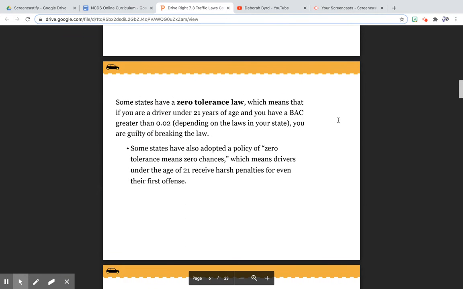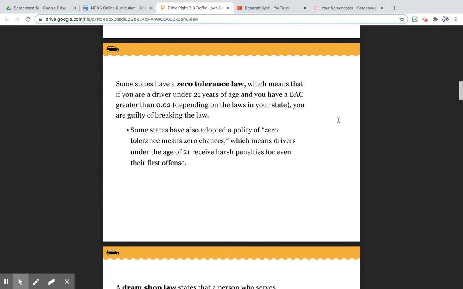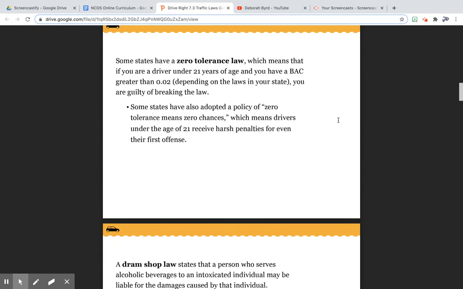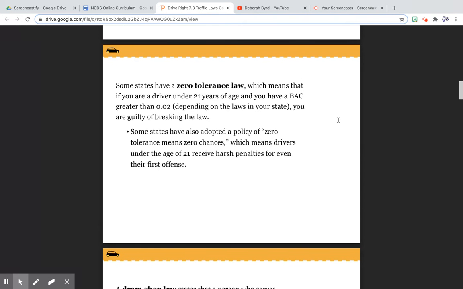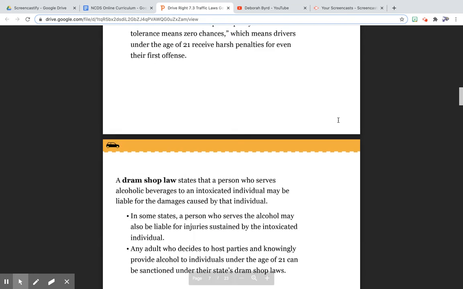Zero tolerance levels of impairment, and how impairment can be detected and measured. Some states, North Carolina included, have a zero tolerance law, which means that if you are a driver under 21 years of age and you have a blood alcohol content greater than 0.02, you are guilty of breaking the law. Some states have also adopted a policy of zero tolerance means zero chances, which means drivers under the age of 21 receive harsh penalties for even their first offense.